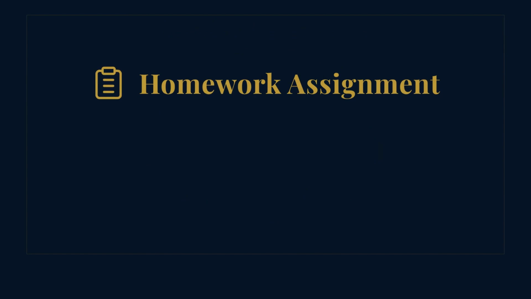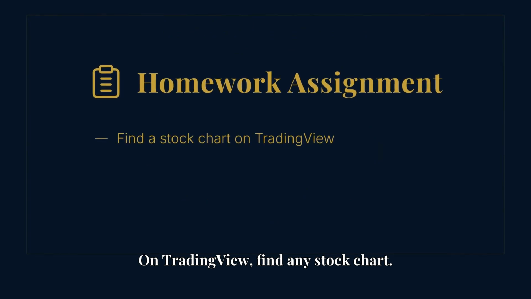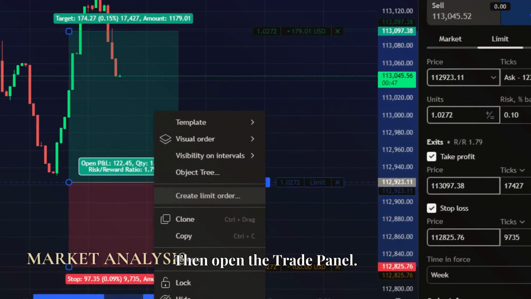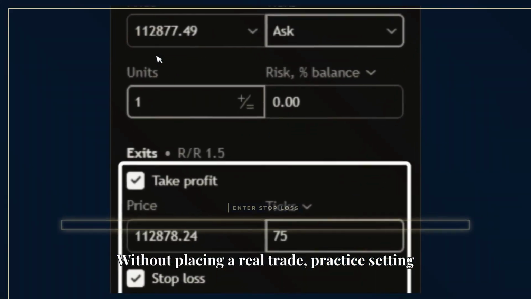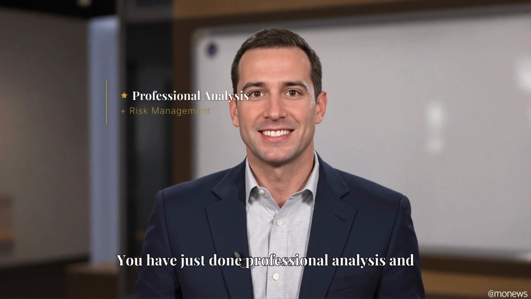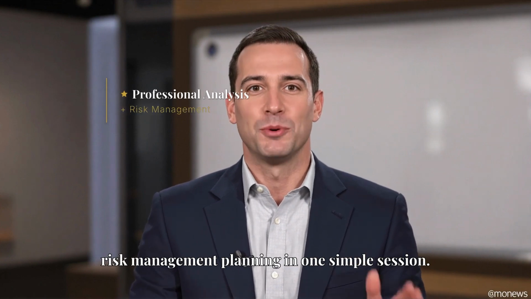Here is your homework. On TradingView, find any stock chart. Draw lines where price reversed in the last month. Then open the trade panel. Without placing a real trade, practice setting a stop loss at the level you identified. Congratulations! You have just done professional analysis and risk management planning in one simple session.